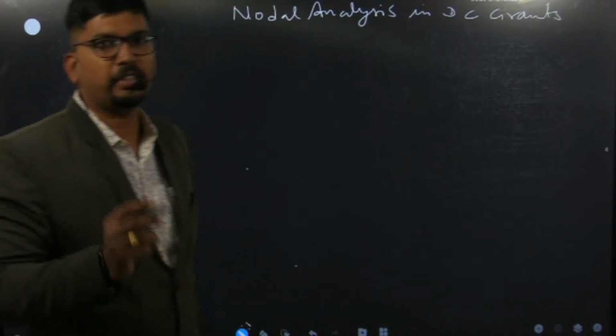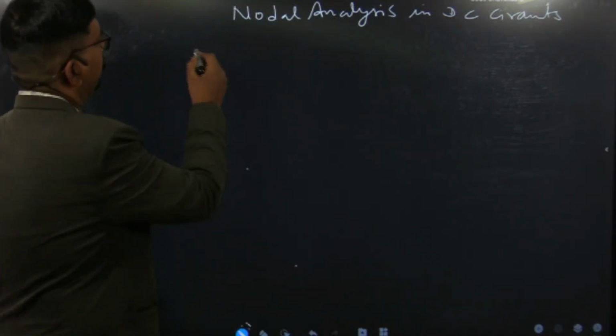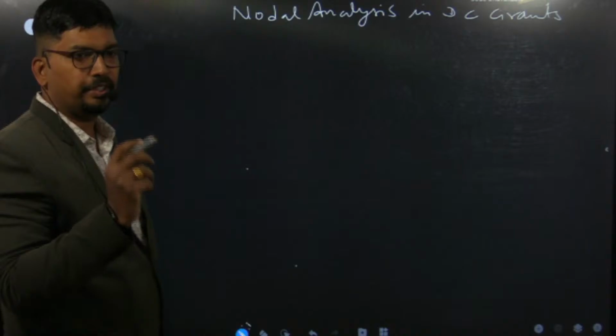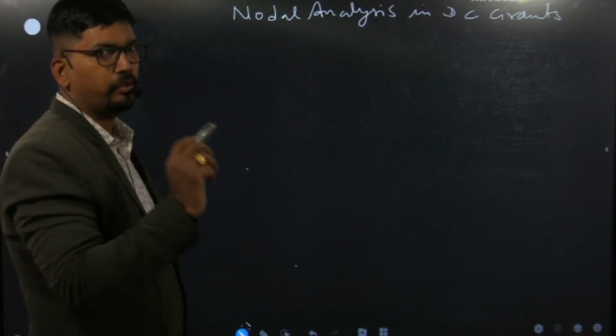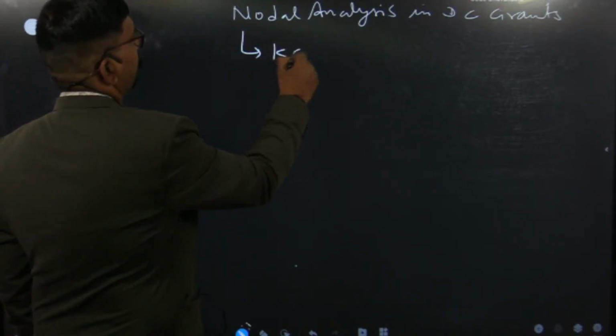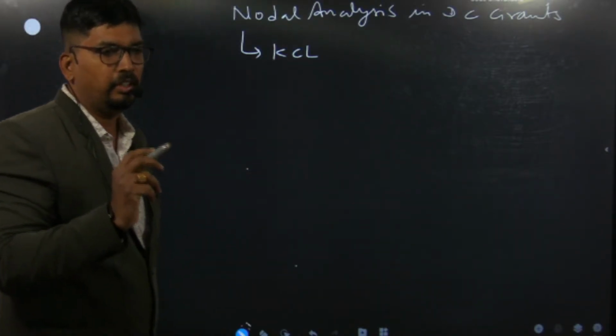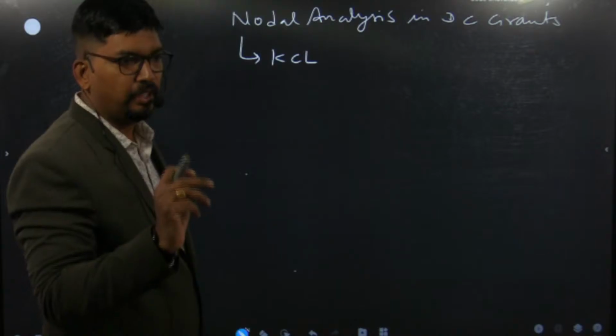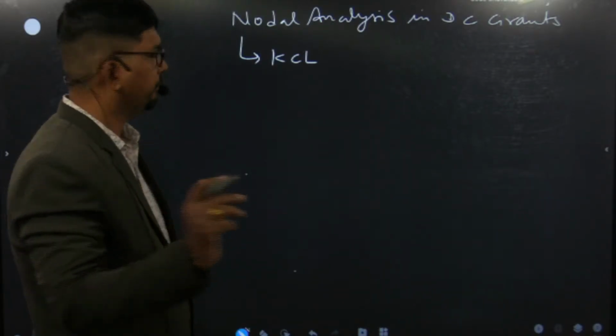Now, what is the objective of nodal analysis? The objective of nodal analysis is to determine the potential of the unknown nodes in the given circuit, and it is based on Kirchhoff's current law. Now, what is Kirchhoff's current law? The algebraic sum of the currents meeting at a node is equal to 0.